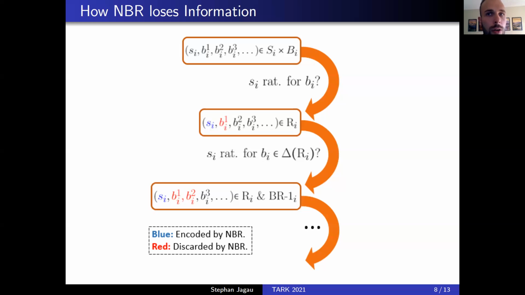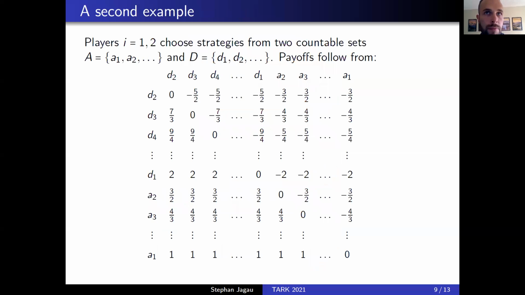All the while, what's encoded by elimination of non-best replies is only those behaviors marked in blue here, the strategies that survive. But what is discarded by non-best replies is all those constraints we get on the beliefs, whether or not those beliefs are really consistent with the layer of reasoning that we're currently looking at. So I'm going to show you how this pans out in the second example.